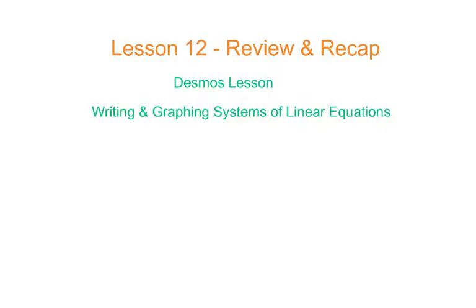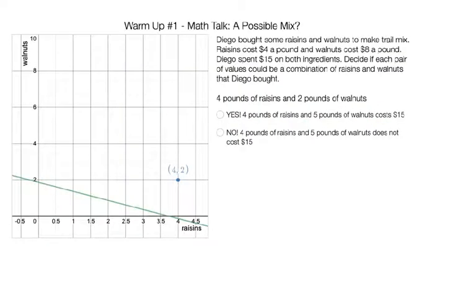So let's get started. We started the lesson with a warm-up, math talk, a possible mix. What I asked you to do is take a look at the graph. I also read out loud the following scenario. Diego bought some raisins and walnuts to make trail mix. Raisins cost $4 a pound and walnuts cost $8 a pound. He spent a total of $15 on both ingredients.